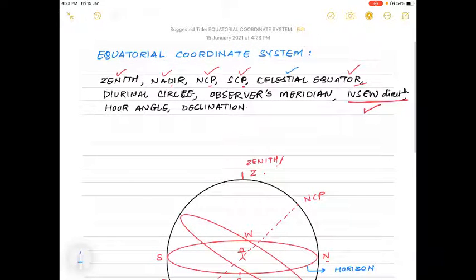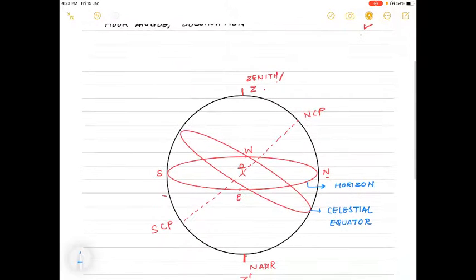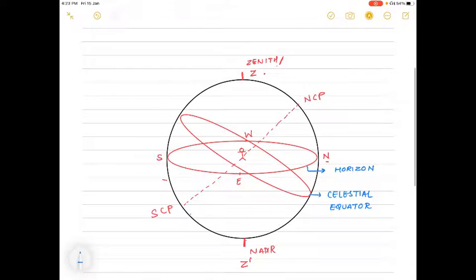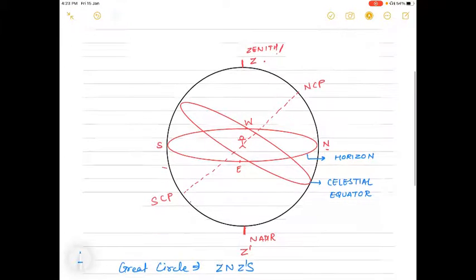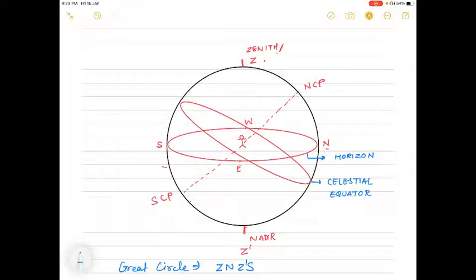Now this is done. The next thing we should know is the observer's meridian. What is the observer's meridian? This great circle, which is Z N Z prime S. We know what a great circle is, which we studied in the last lecture. This great circle Z N Z prime S is called the observer's meridian, or the local meridian.